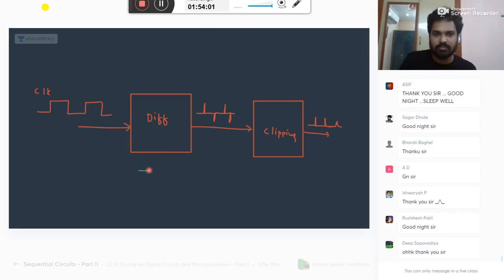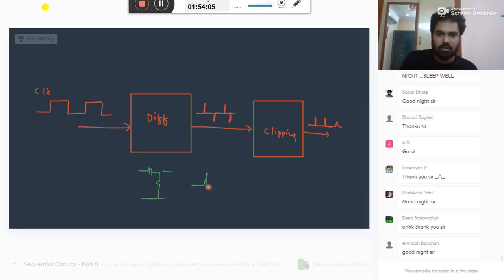RC differentiator. This is the circuit which will give you this kind of output when you apply a constant, because when it is changing from 0 to 1, it will give you a positive spike. When it is changing from 1 to 0, according to the slope, you get the negative.